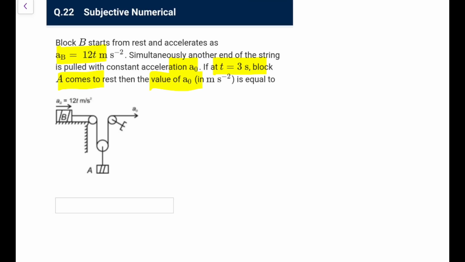Okay, this is very nice. So it comes to rest. If it is coming to rest, we can directly go for this logic here. If it is at rest, the speed is 0, not the acceleration. So the velocity of A is coming out to be 0. So what we can do here, let's say this is going with a0, this is coming with 12t, and let's assume it was going down, that would be better for me.